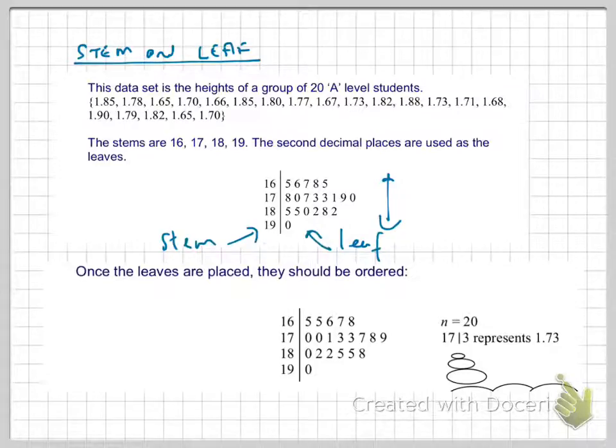And the most important thing here is a key, and this key tells us what the data means. So 16 slash 5 could mean 165. It could mean 165,000. It could mean 16.5. So when you draw a key, you need to write down what it means, and so 17 slash 3 means 1.73.